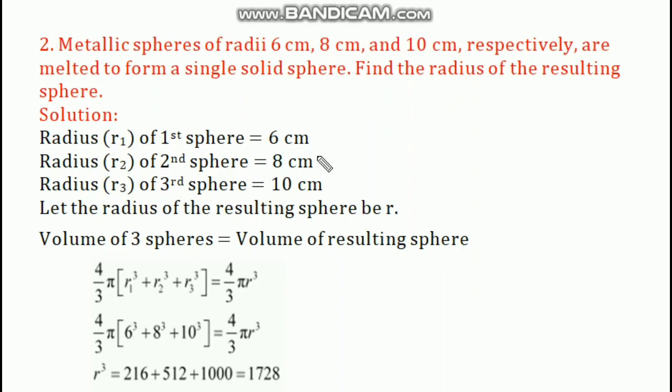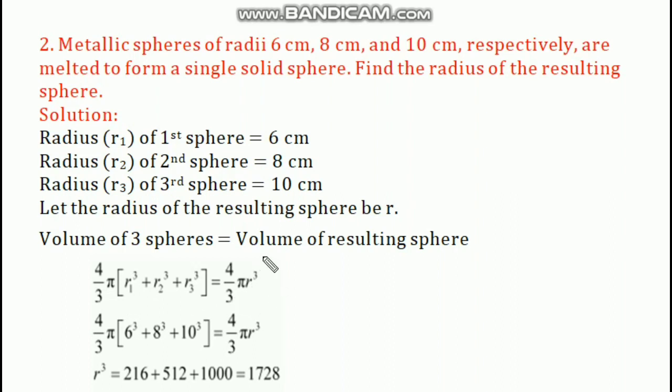The radii are given. So we already know that the volume of the three spheres is equal to the volume of the resulting new sphere. Both volumes are equal. So we know the formula 4 by 3 pi r cube, that is the formula for the volume of a sphere. Here three spheres are there. So 4 by 3 pi r1 cube plus 4 by 3 pi r2 cube plus 4 by 3 pi r3 cube. Directly we can write 4 by 3 pi of r1 cube plus r2 cube plus r3 cube equal to 4 by 3 pi R cube.